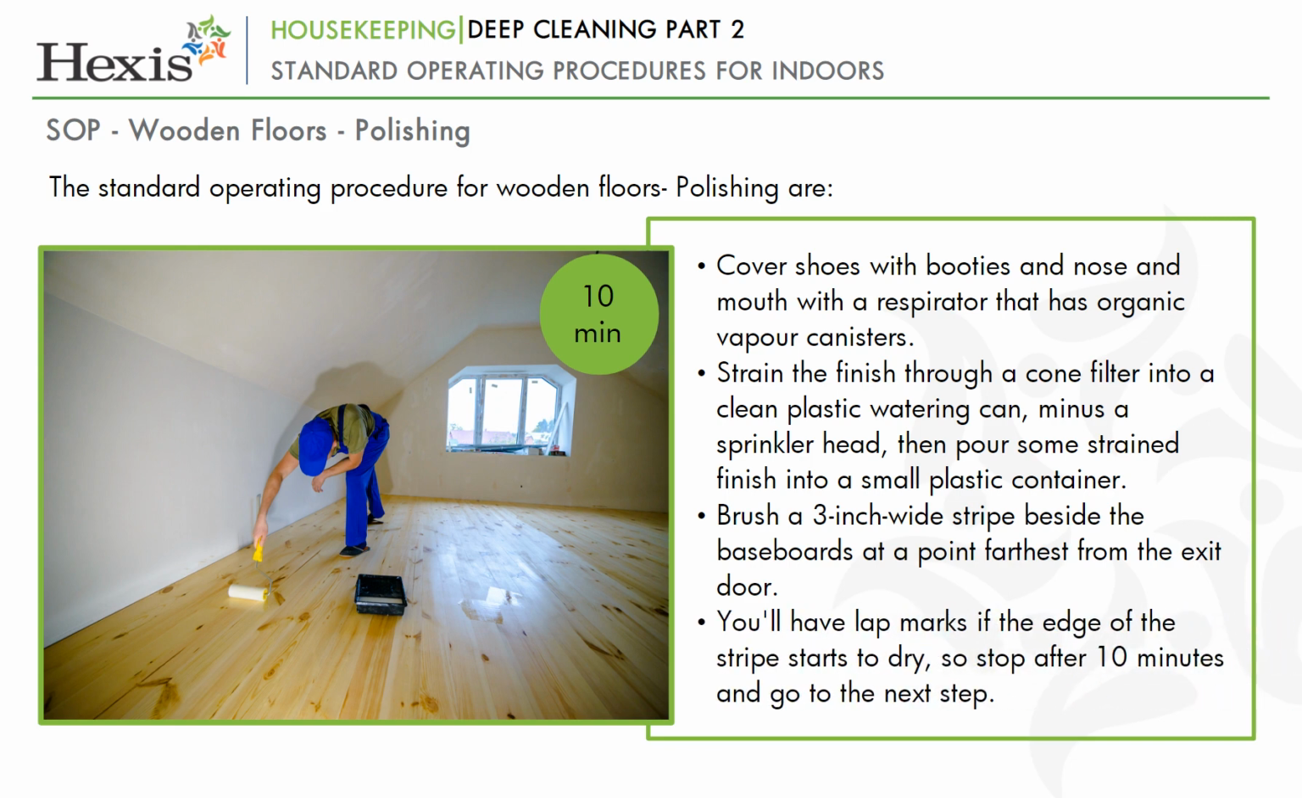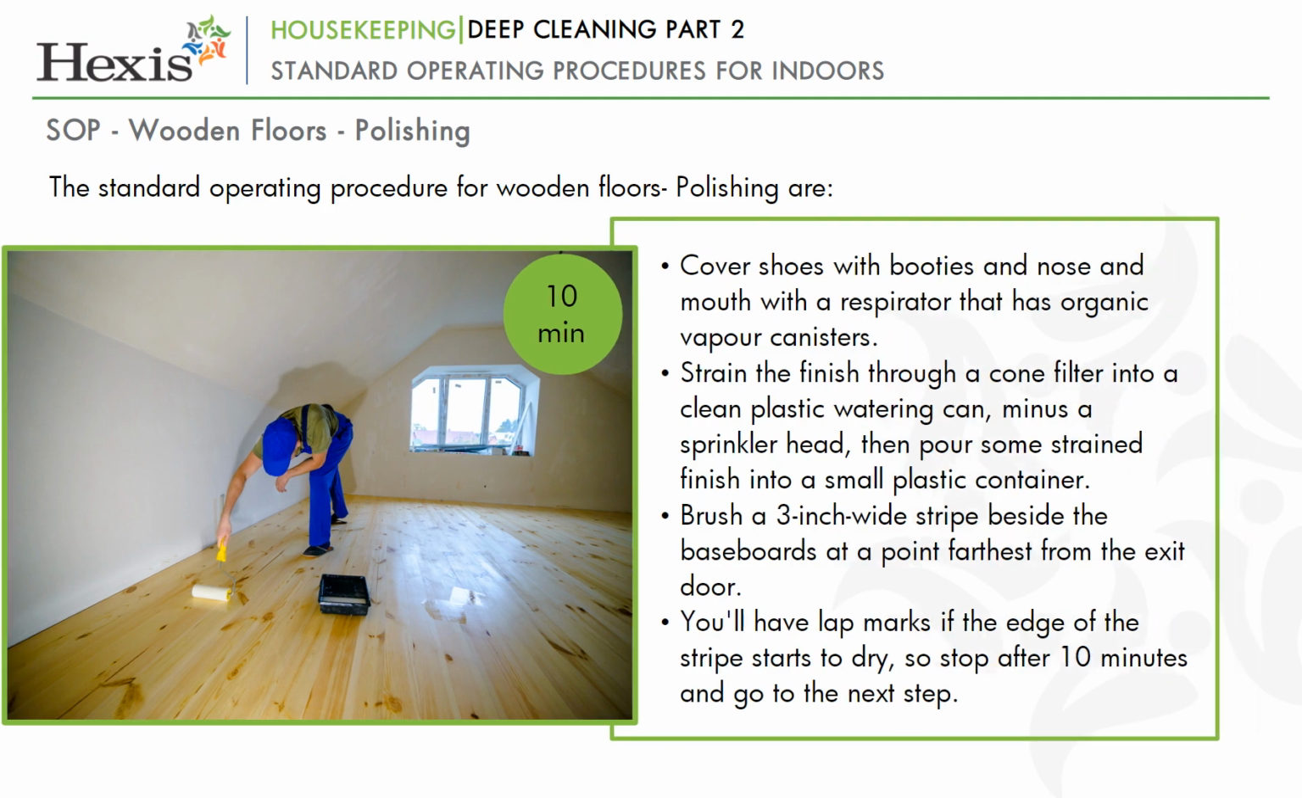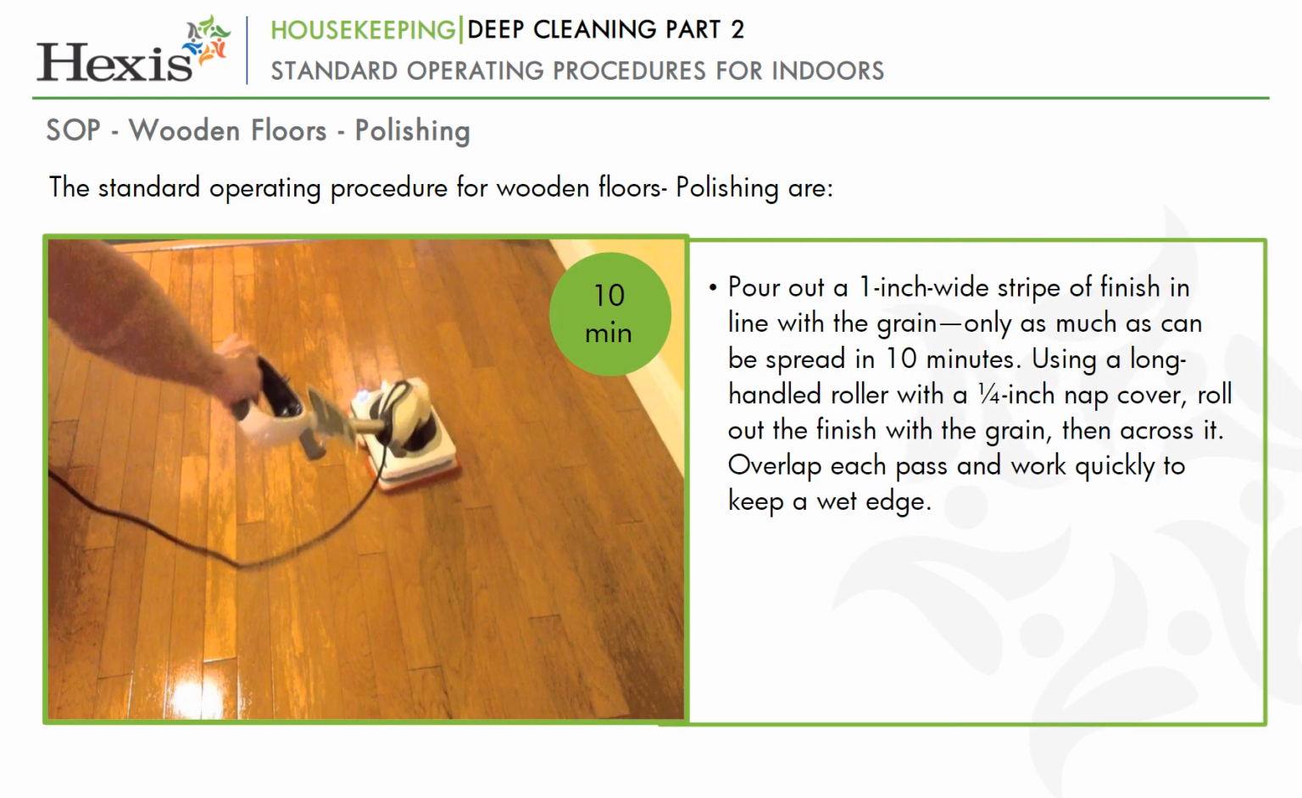You'll have lap marks if the edge of the strip starts to dry, so stop after 10 minutes and go to the next step. Pour out a 1-inch wide strip of finish in line with the grain, only as much as can be spread in 10 minutes. Using a long handle roller with a 1/4 inch nap cover, roll out the finish with the grain, then across it. Overlap each pass and work quickly to keep a wet edge.